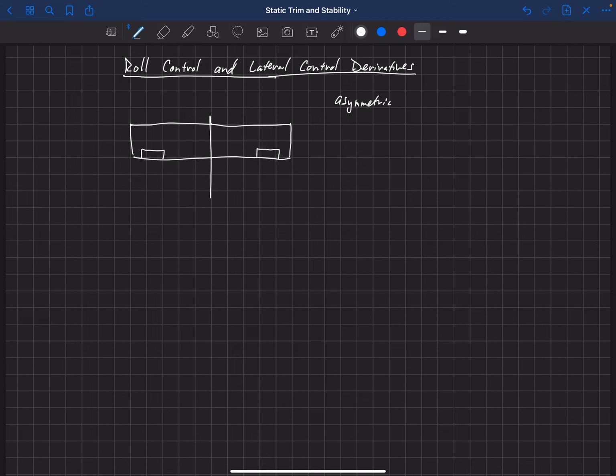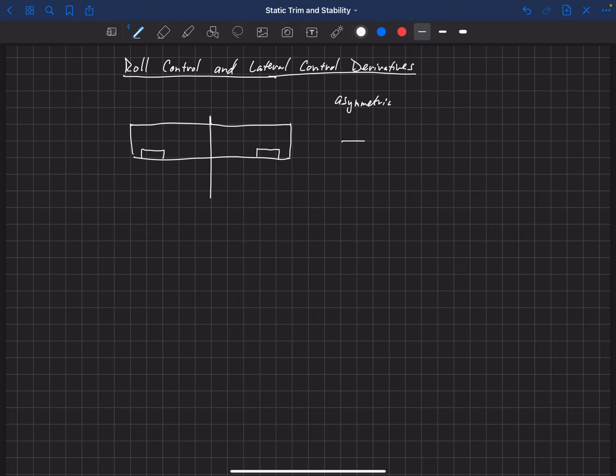Now, they don't have to be exactly anti-symmetric. Anti-symmetric means that the right one would deflect down the exact same amount that the left one deflects up. That's not necessarily the case. Sometimes those are scheduled differently so that one will deflect more than the other for different reasons. We won't really get into that, but just in general, understand that one will go down and one will go up.